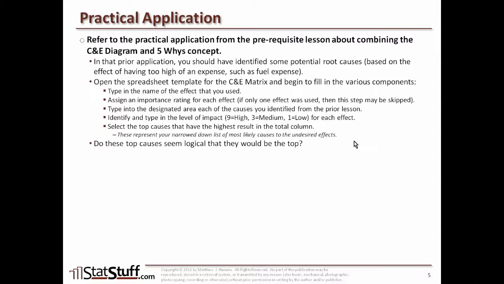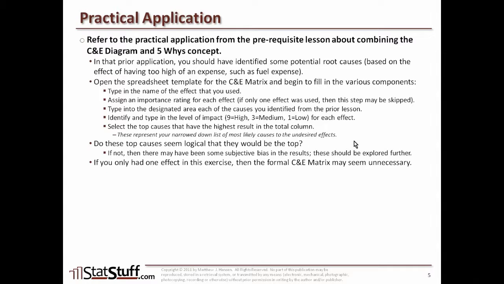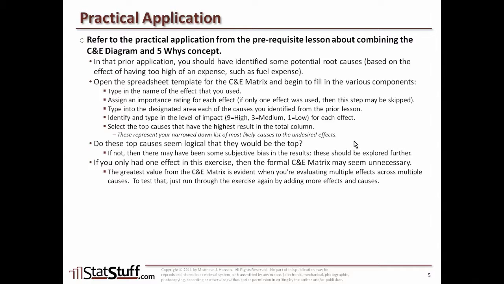Now ask yourself some of these questions. Do these top causes seem to be logical that they would be at the top? If not, then there may have been some subjective bias in the results, so you might need to explore that a little bit further. But if you only had one effect for this exercise, then the formal C&E matrix may not seem necessary at all. So the greatest value that you might have in using the C&E matrix is evident when you're trying to evaluate multiple effects across multiple causes. Now if you wanted to test that, you can just run through the same exercise again by adding more effects and more causes and watch the impact that it has by using the C&E matrix.